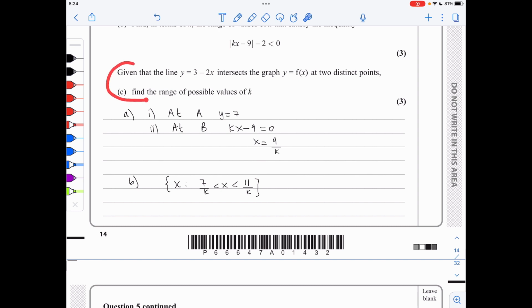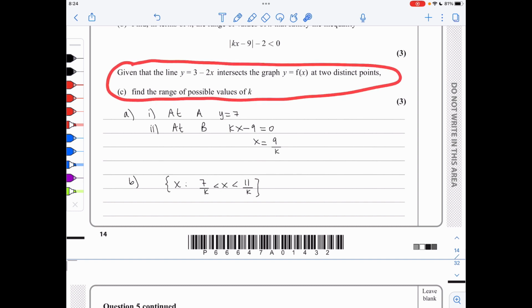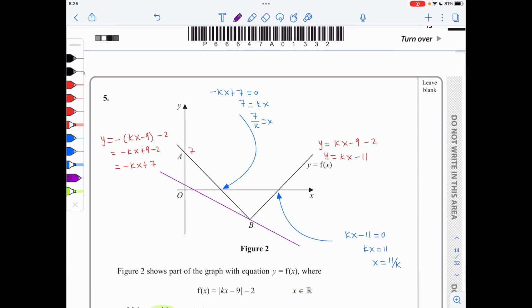In C, we have a line y is 3 minus 2x intersecting the f of x at two distinct points, and we need to find the range of possible values of k. So I could start by drawing the line. This is the line y is 3 minus 2x. Notice that the line is fixed. The gradient and the y-intercept are fixed. However, for f of x, we know that k varies. K is a positive constant.